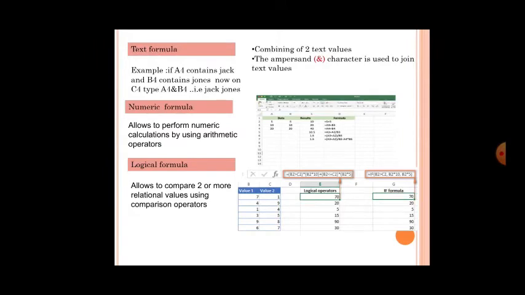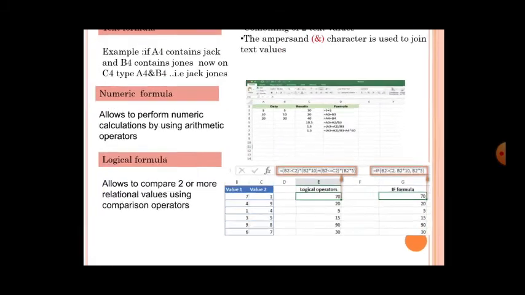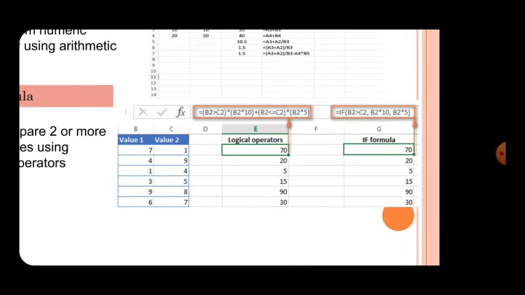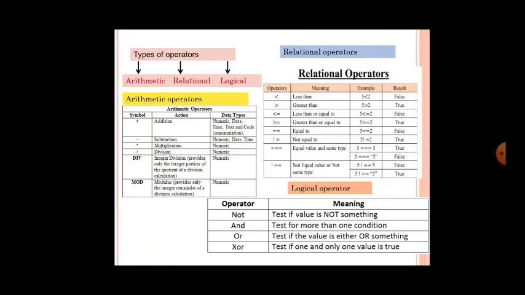Next is the logical formula. It allows you to compare two or more relational values using comparison operators. You can see here, if B is greater than 2 star B is star 10 plus B2 lesser than or equal to C2. So they have given some values here. If this condition is true only, then do the expression. If the condition is wrong, then the expression should not be evaluated.